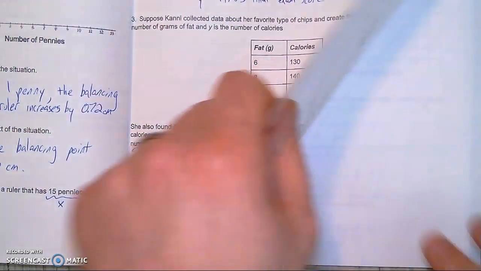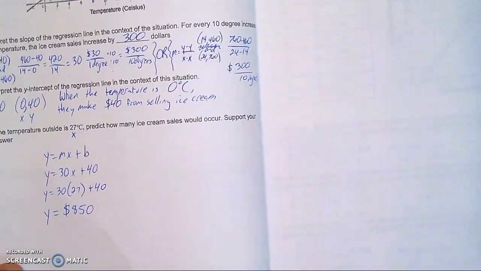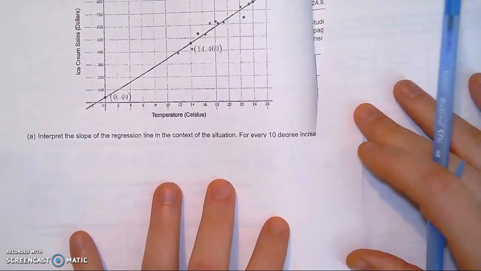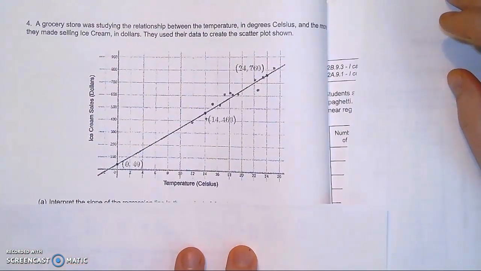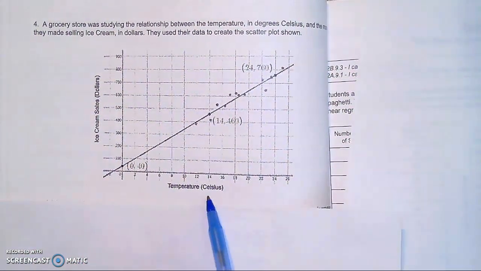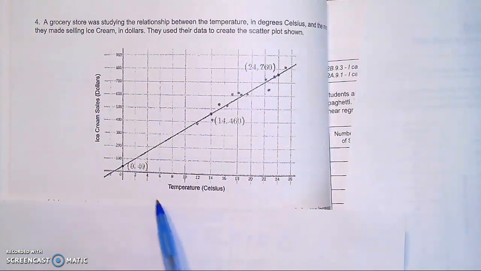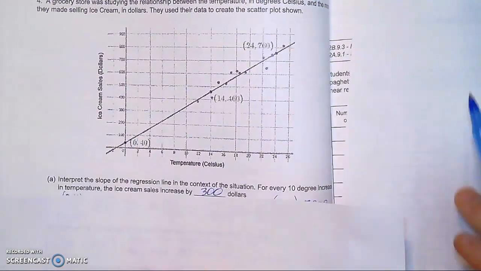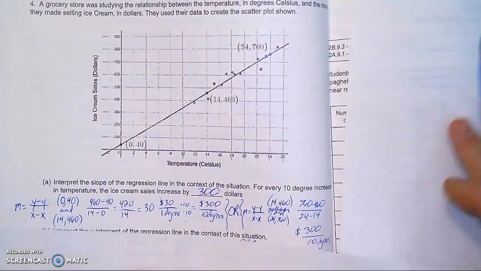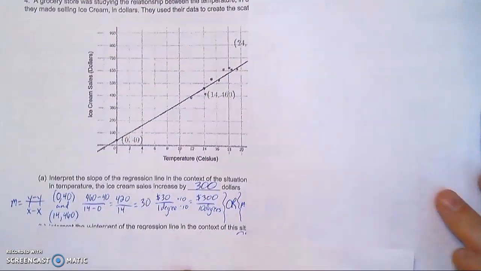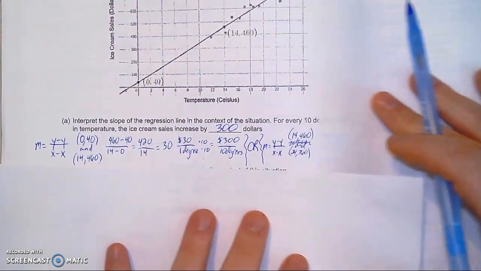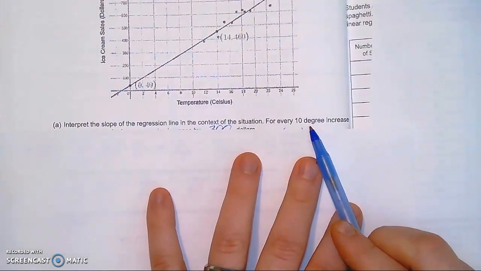So looking ahead to number 4 here. This time we've got a graph showing the relationship between the temperature in Celsius and ice cream sales. And so you can see the relationship shown there. So then what we have here is a problem that had a couple different ways to do it in part A. They want us to talk about the slope, but notice they mention 10-degree increase. Not 1 degree like we would usually do, but 10 degrees.